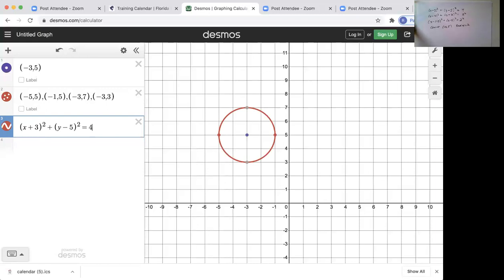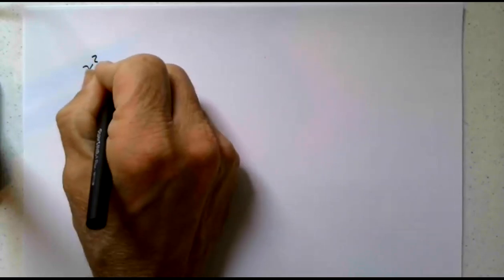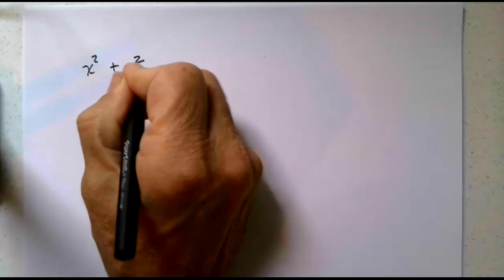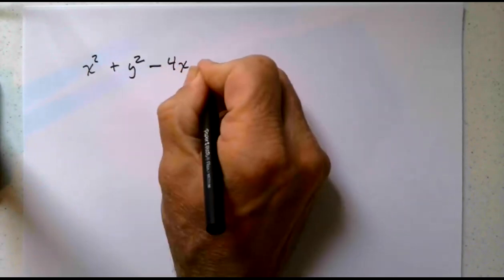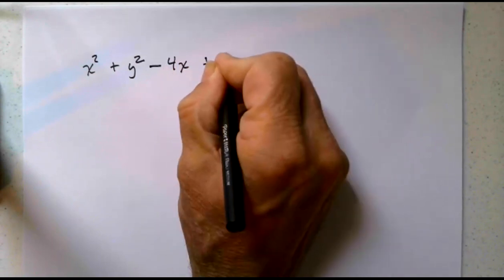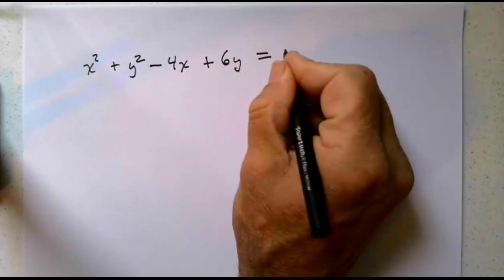Now, they can get more interesting than that. So let's try it and let's see what we can come up with. So what if I have a question like this? How do I graph it? How do I find the center? How do I find the radius? X squared plus y squared minus 4x plus 6y equals 3.